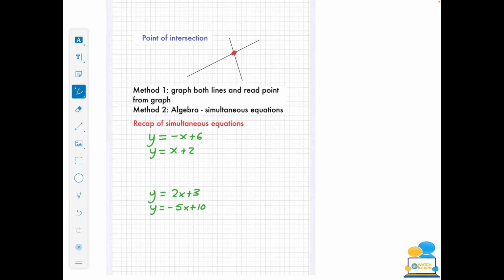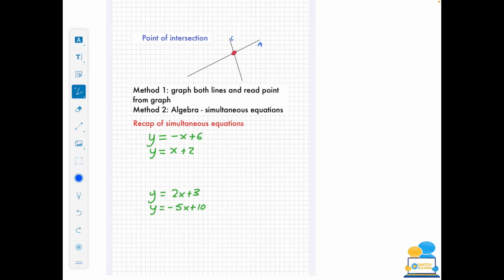The next thing we're going to look at is the point of intersection. So the point of intersection is where two lines meet. Okay, so if this was line L and this was line M, their point of intersection is that red dot there. Now there are two ways to find it. It depends on how the question is asked, what work you've already done as to how you're going to do it. So method 1, you could graph both lines and read the point from the graph.